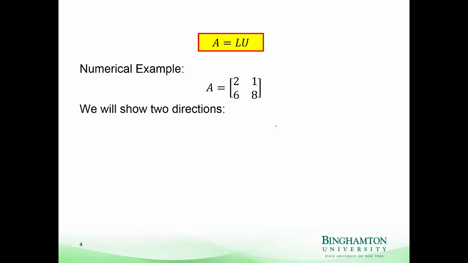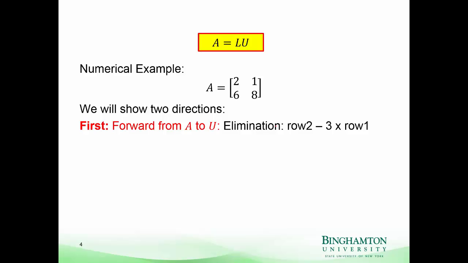And we'll talk about two different directions. So first we'll go forward from A to U. This is just our standard elimination. So we want to eliminate the 6, turn it into a 0. So our pivot is 2. So we take 6 divided by 2, which gives us 3. So we're going to subtract 3 times row 1. So remember, 3 is our multiplier. 3 times row 1 gets subtracted from row 2 and gets replaced in row 2.